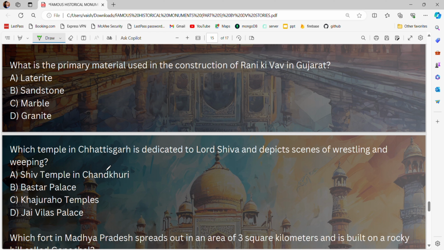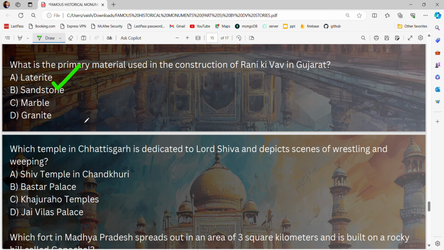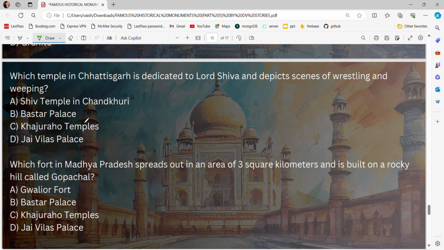What is the primary material used in the construction of Rani Ki Vav in Gujarat? And the options are laterite, sandstone, marble, granite. Here the answer is laterite.